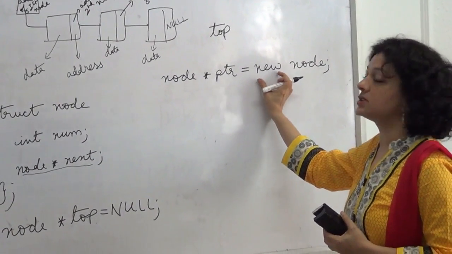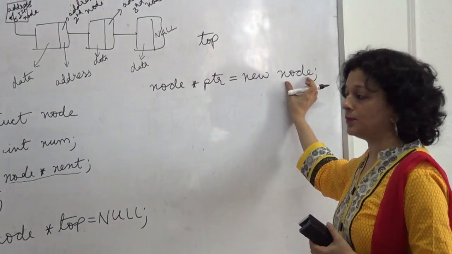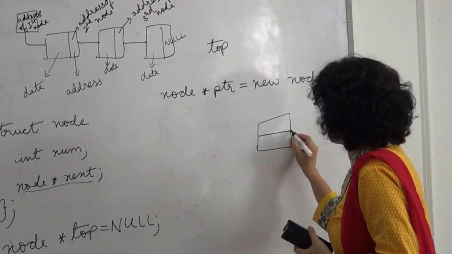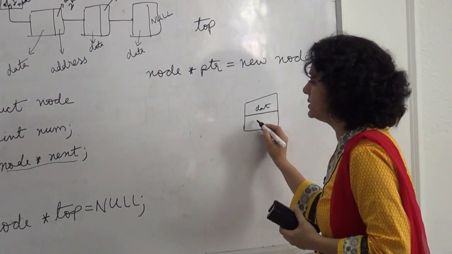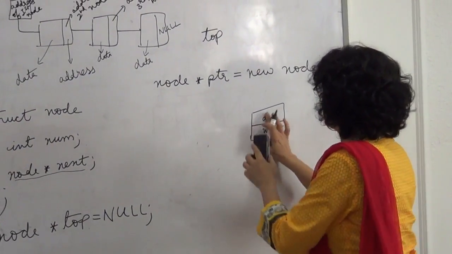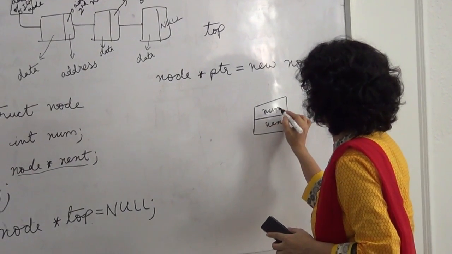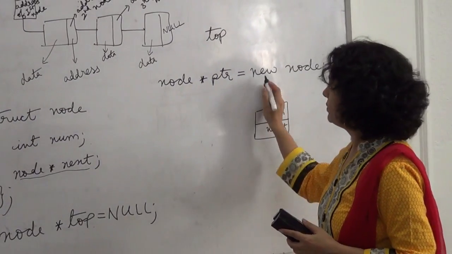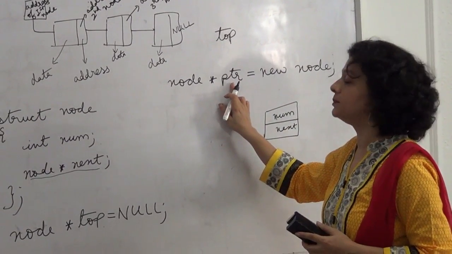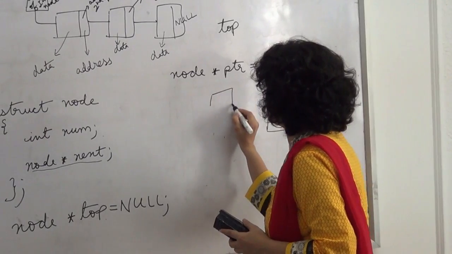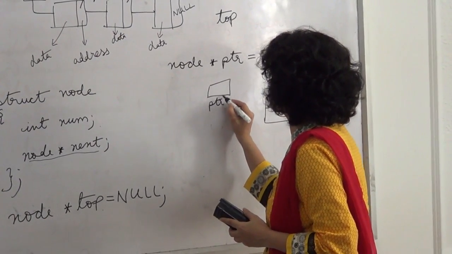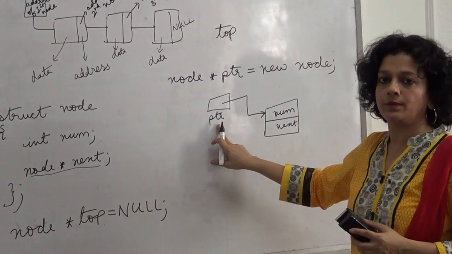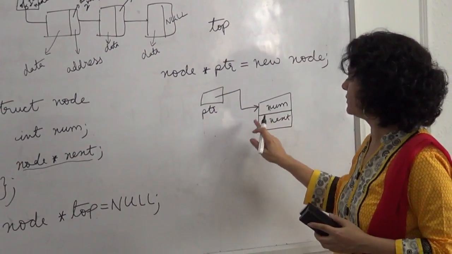In this case, new will allocate a memory of type node. It will allocate memory like this which has two parts, the data part and the next part. You can say num and next. And the beginning address of this memory is returned by new operator which is stored in the pointer type variable ptr. So the memory representation of this statement is like this. This is a pointer type variable ptr which contains the address of this node.